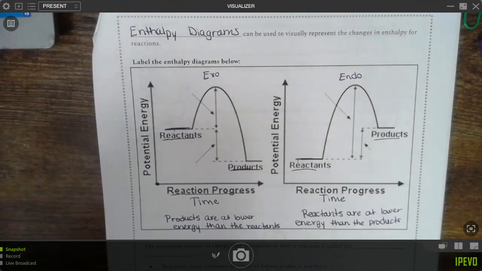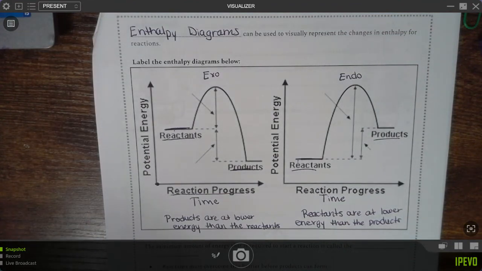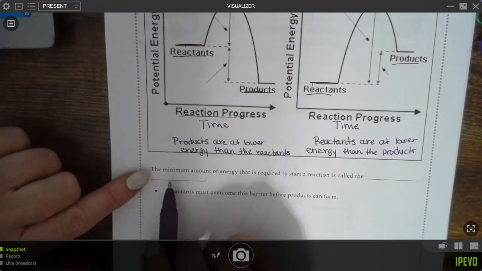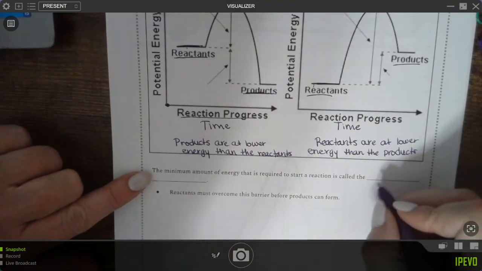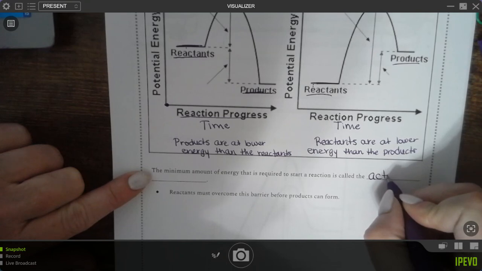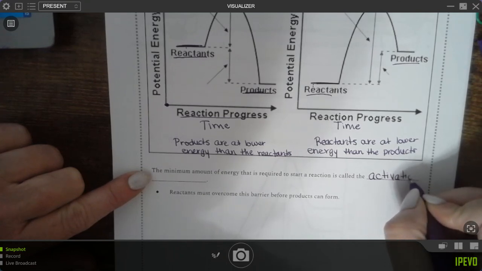We have to define two terms. The first one, the definition is down here. The minimum amount of energy that's required to start a reaction is called the activation energy.